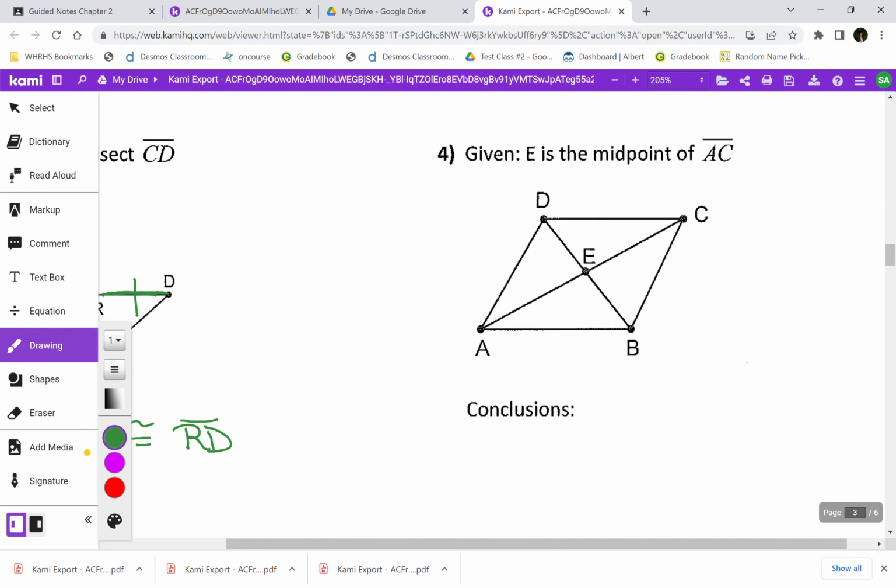All right, given E is the midpoint of segment AC. E is the midpoint of segment AC. AJ. Segment AE is congruent to segment EC. You got it. Remember the word midpoint. Doesn't it sound like middle? Right? Midpoint sounds like it's in the middle. What is it in the middle of? Well, it's saying it's in the middle of segment A to C. Well, if E is in the middle of segment A to C, that means segment AE will be congruent to segment EC.